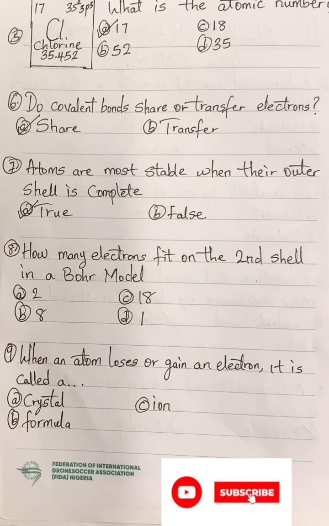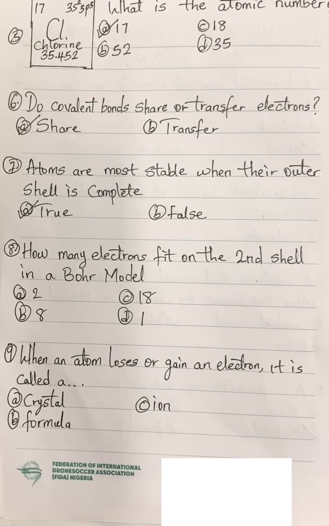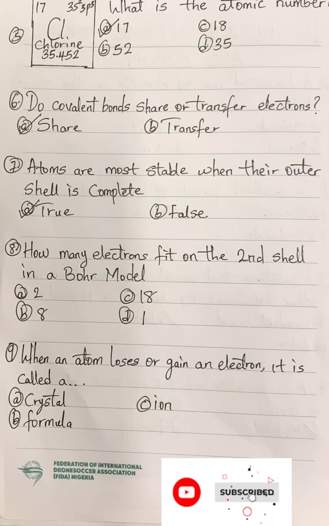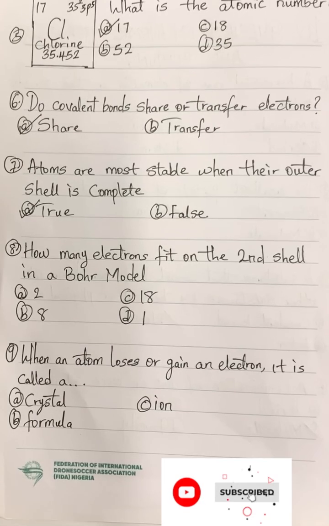How many electrons fit on the second shell in a Bohr model? We treated this also. In the KLMN shells, the K shell, that's the first shell, is 2. Why? L can carry 8 electrons, and M also can carry 8 electrons. So we are talking about the L shell here. The L shell can carry 8 electrons.